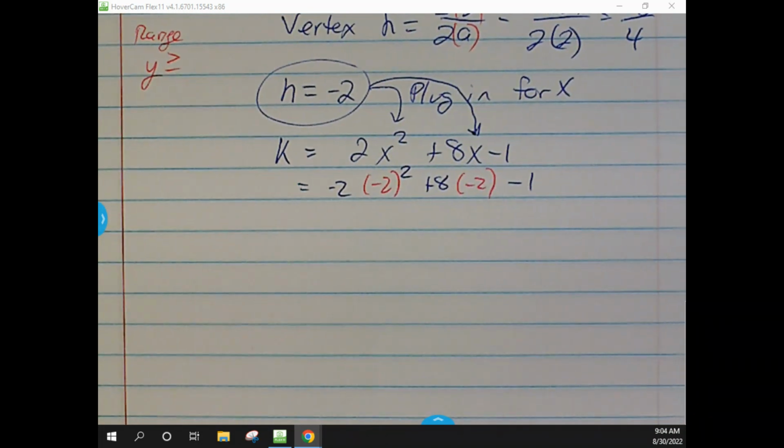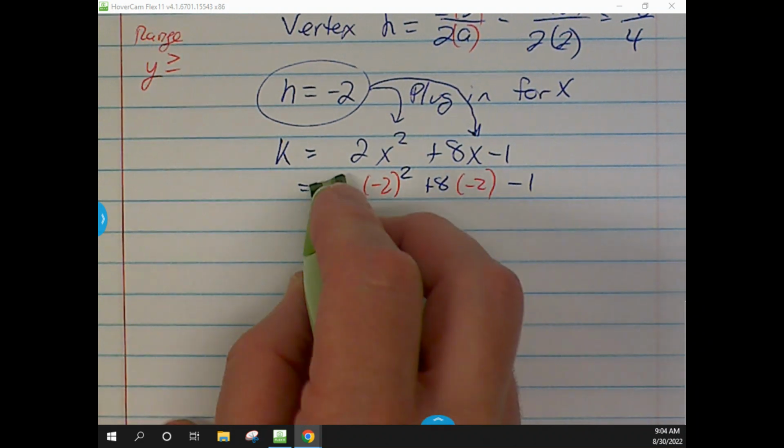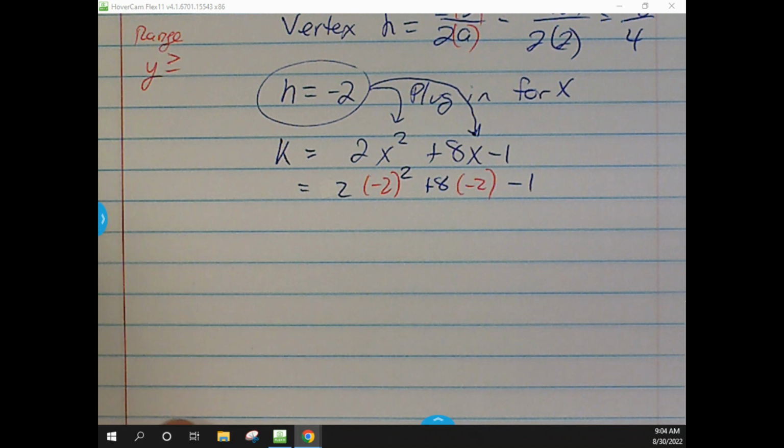Question? Wouldn't it be also 2 times -2? Oh, I did. I put an extra negative in there, didn't I? My bad. Got happy with my negatives. There we go.